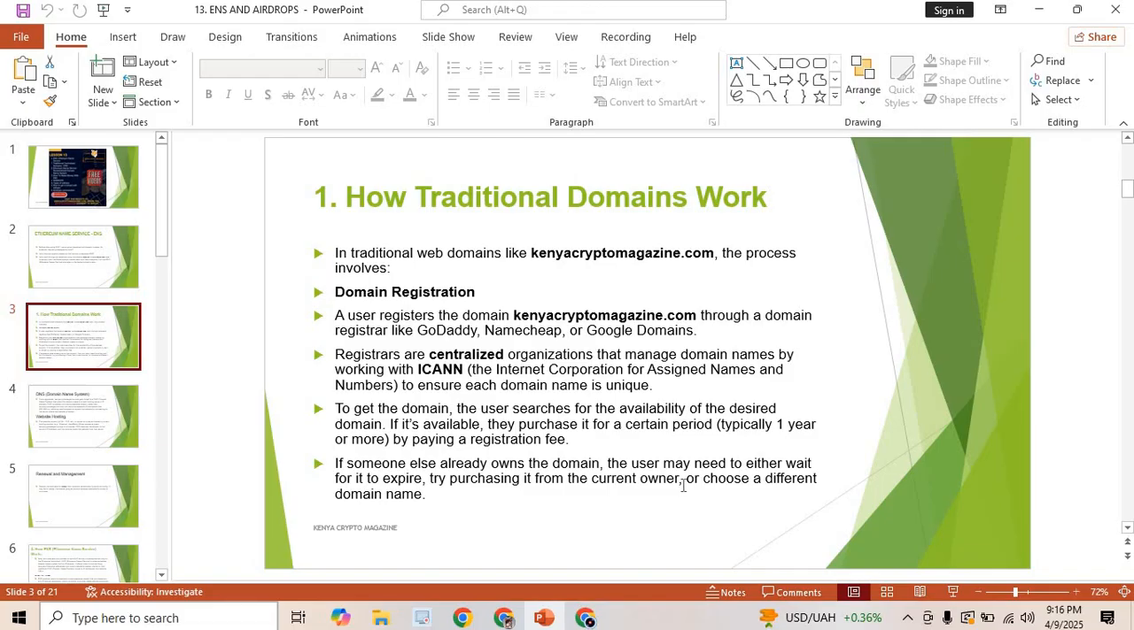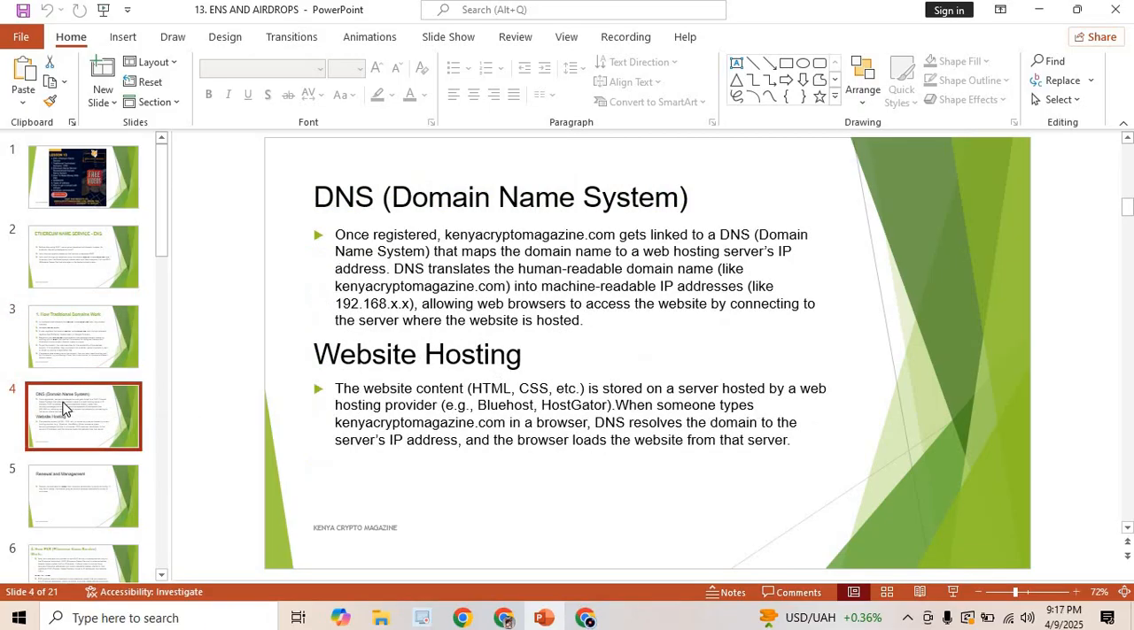There are 3 ways you can get a domain. Number one, wait for it to expire. Number two, try purchasing it from the current owner. Or number 3, choose a different domain name. For example, you can go with kenyacryptomagazine.ke because the .com has already been taken.